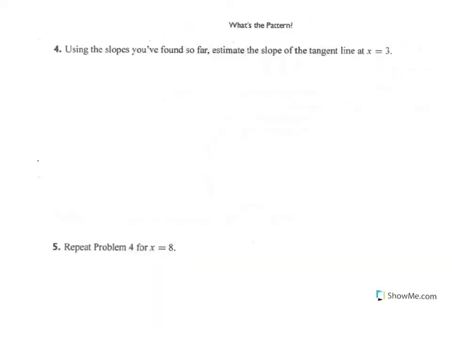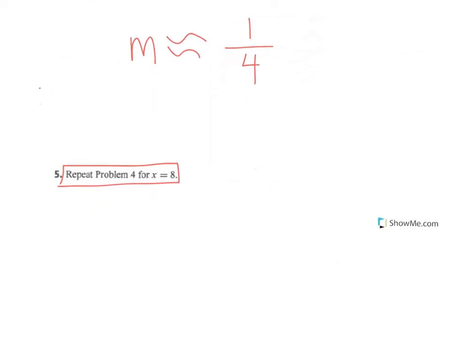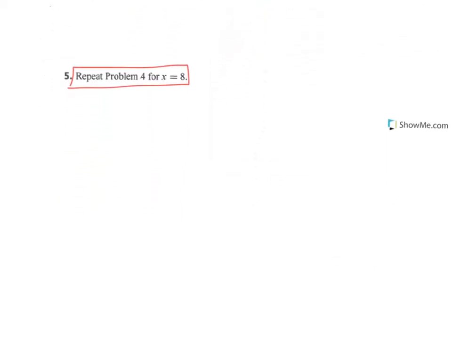And so for the second page of this group work, it says, using the slopes you found before, estimate the slope of the tangent line at x equals 3. We see that the slope is approximately 1/4 here. And so number 5 says repeat the problem for at x equals 8 now. And so if we explore at x equals 8, what that's really meaning from problem 4 is that you're first going to explore 1 unit below 8, so x equals 7 to x equals 8. And then we're going to explore 1 unit above 8, so x equals 8 to x equals 9.